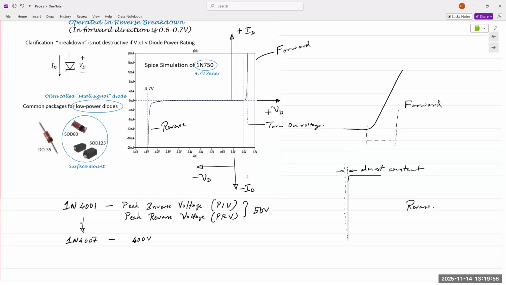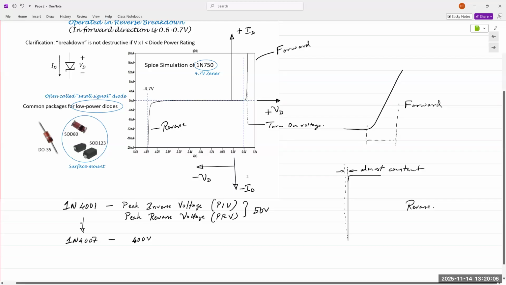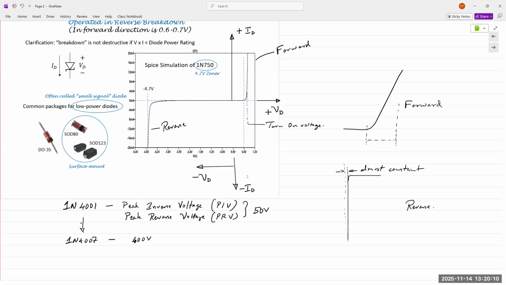But regardless of what the diode is, once it breaks down, a large amount of current is flowing through it while the voltage remains near constant. Okay. The slope is far steeper than the slope that you obtain in forward bias.